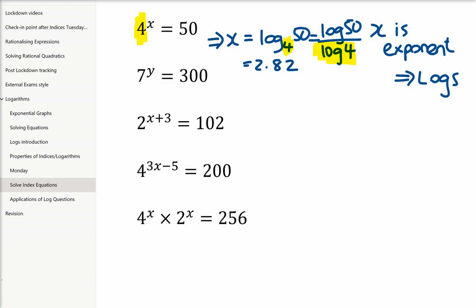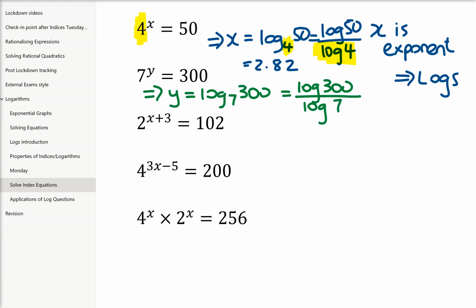Next one then. How are we going to do the next one? Same thing. So y is log of 300 to the base 7. Yep. And so from there, it's log of 300 divided by the log of 7. And your calculator, that one there will be 2.93. Happy with those ones? Okay, so the next one then.